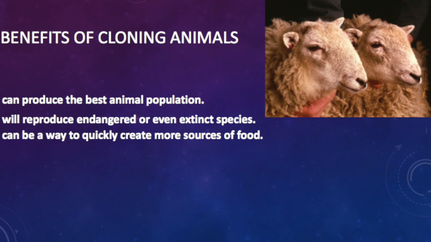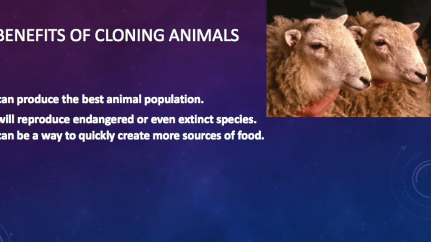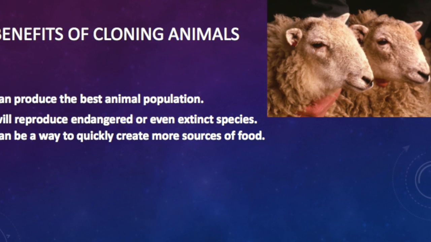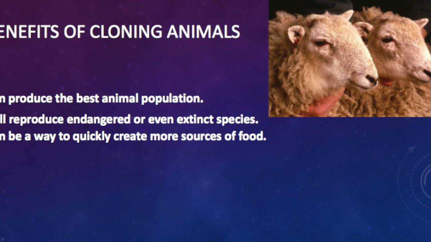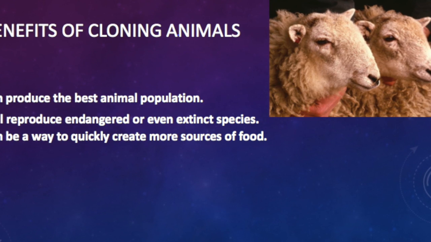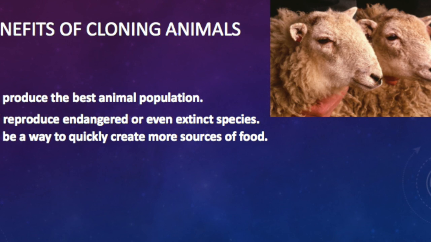The second benefit is that it will reproduce endangered or even extinct species. The DNA of extinct animals can be cloned to reproduce them. Endangered species will no longer be in danger of going extinct because cloning can produce more of them. As a result, future generations will be able to see those animals. Lastly, it can be a way to quickly create more sources of food.